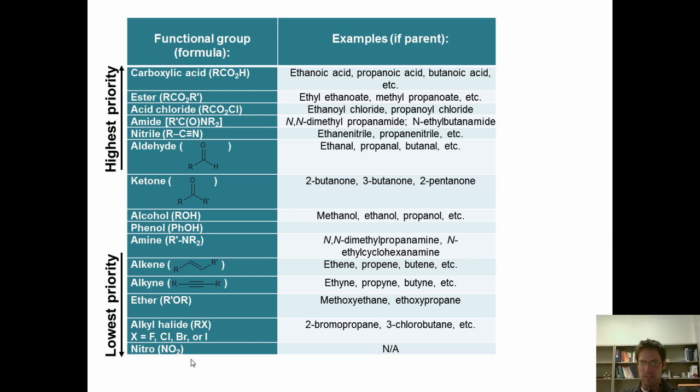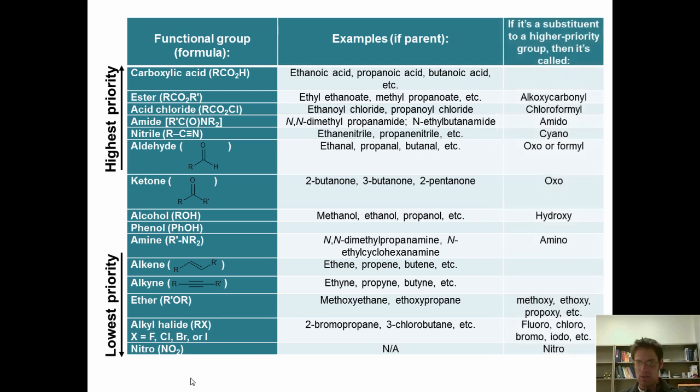Now, for your reference, I've included a column here that shows you what to name a particular functional group if it's considered to be a substituent. That is, if it's a functional group inside a molecule that contains also a higher priority functional group. In the example that I cited earlier, a molecule that has an aldehyde somewhere and an alcohol somewhere else, we go down the priority list and we see that aldehyde is higher up than alcohol. Thus, aldehyde would be the parent name that we would use: ethanal, propanal, butanal, etc. Alcohol would be considered a substituent to that.